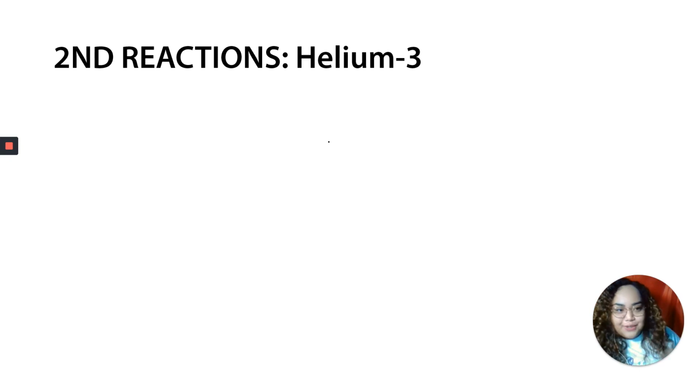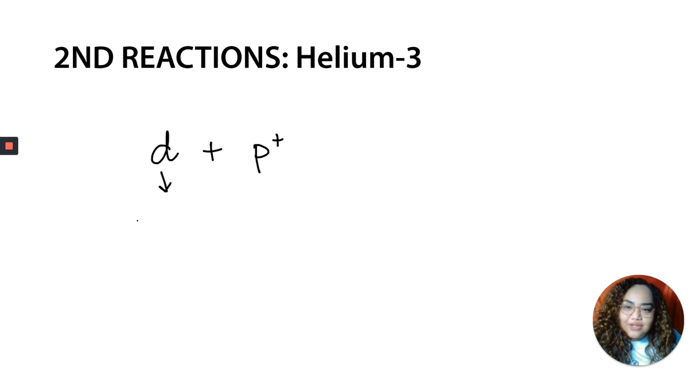Okay, so earlier we let deuterium react with a neutron. Right now we will let deuterium react with a proton. So what happens there? Now, let's break it down. Deuterium has a proton and a neutron, and then we bring this down here. We have a proton right here.